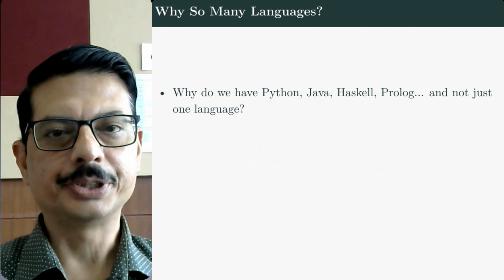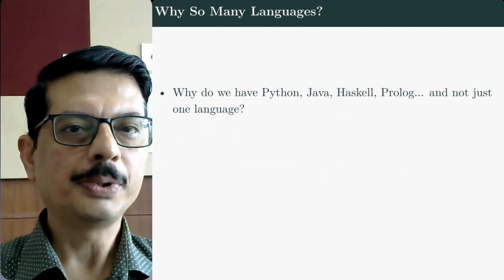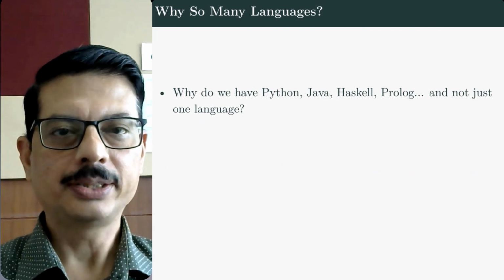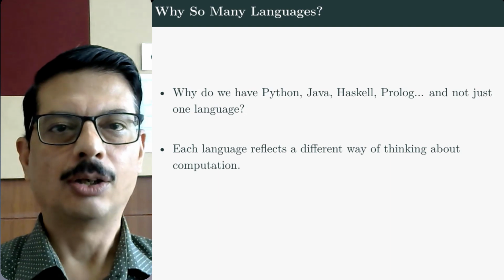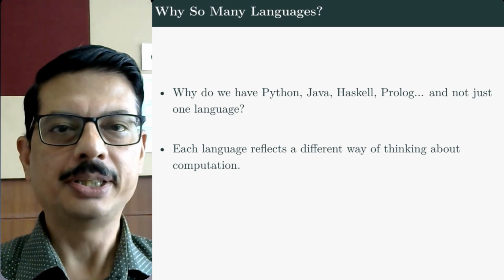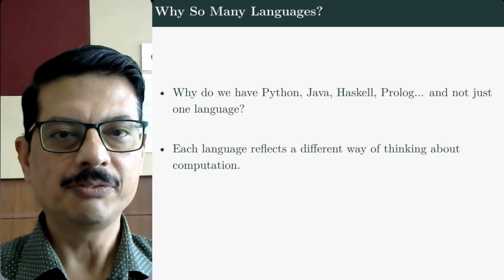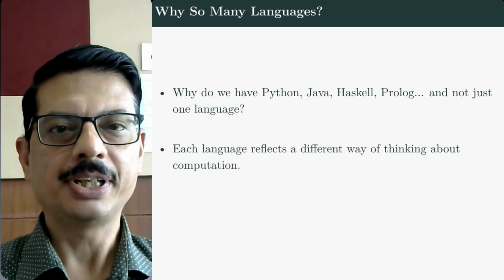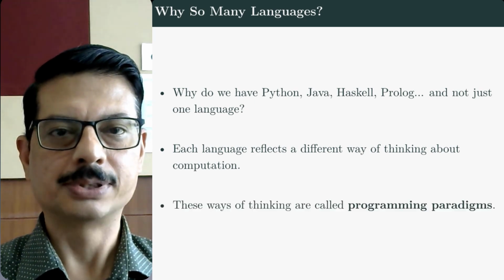Let me start with a question. Why are there so many programming languages? Why not just one? If you have seen Python, Java, Haskell, or Prolog, you will notice they look very different. That's because each language reflects a different way of thinking about computation. These different ways of thinking are called programming paradigms.